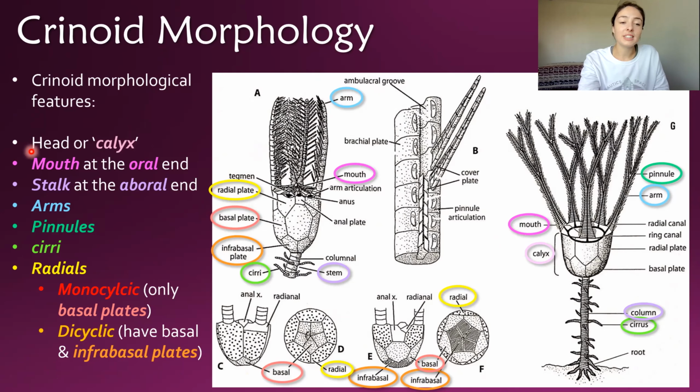So the first thing we list here is a head or calyx, which is shown in the image all the way to the right here. This calyx includes this whole fat part right here, and this is basically what we call the head of the organism.